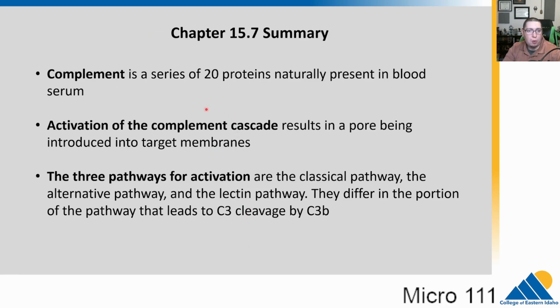All right, so that's complement. It's another one of those chemical components. 20 proteins naturally present in blood serum, and it activates this cascade that leads to pores being punched in the membrane of bacteria. All right, that is it for the innate immune system. In chapter 16, we'll talk all about the other side of the immune system, the adaptive immune system.